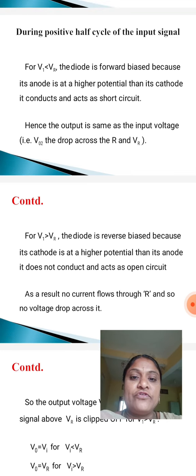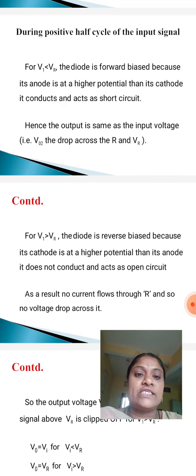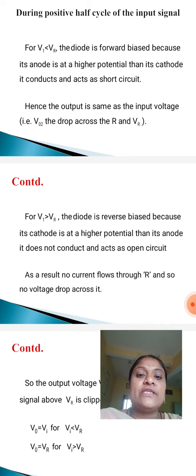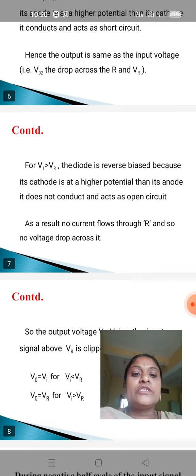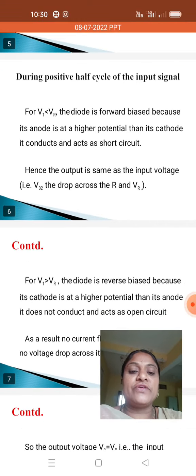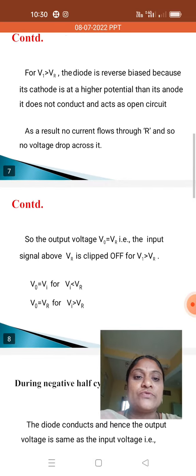for the condition when the input voltage Vi is greater than VR. In this case, the input is high compared to the bias voltage, so the diode is reverse biased because its cathode is at a higher potential than its anode. It is reverse biased, does not conduct, and acts as an open circuit. Open circuit means no current flows through the resistor, so there is no voltage drop across the resistor. So the output voltage V0 is equal to the bias voltage VR.